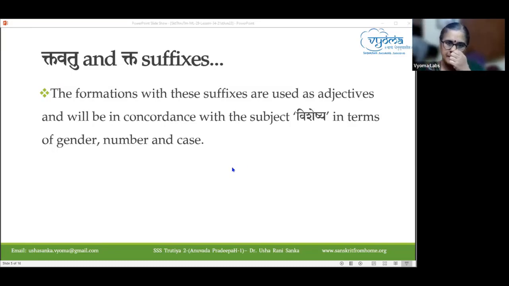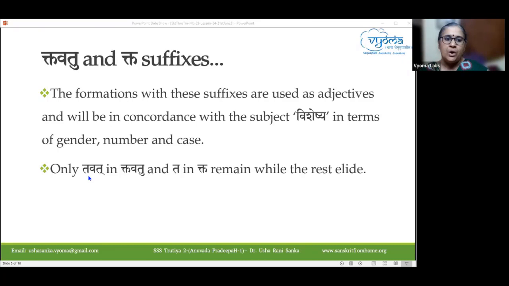The formations with these suffixes are used as adjectives and will be in concordance with the subject, the visheshya, in terms of gender, number, and case. So they will also follow the karta. Ktavatu takes along with the karta, and kta takes along with the karma. Only tavat in ktavatu and ta in kta remain, while the rest elide. We know about the itsanyas, which disappear when we apply them to the root, and only this part remains.